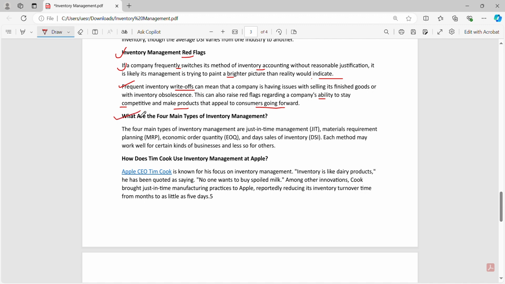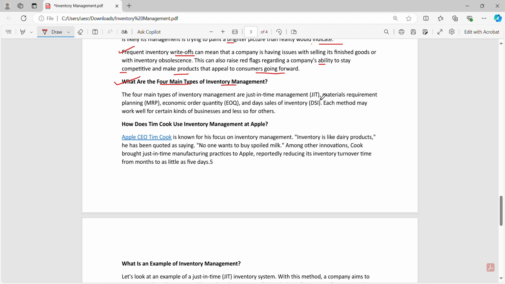What are the four main types of inventory management? So we have seen JIT, MRP, EOQ, and DSI, days sales of inventory.